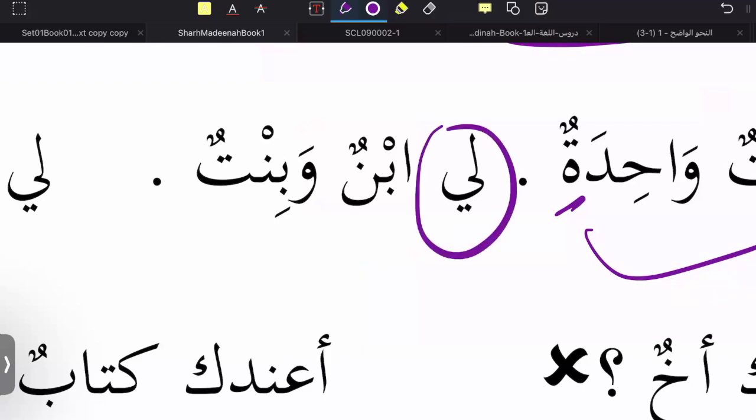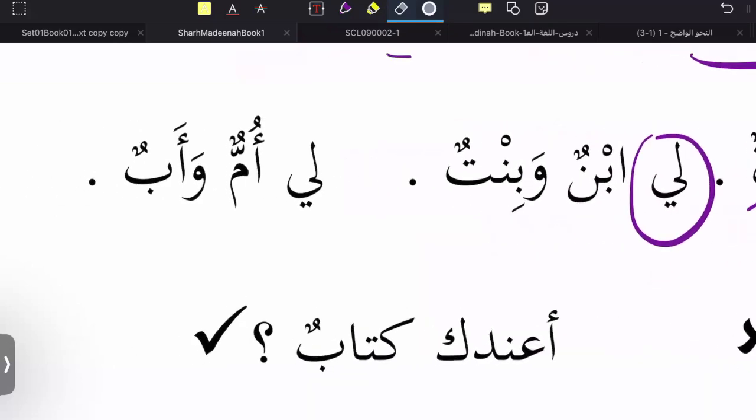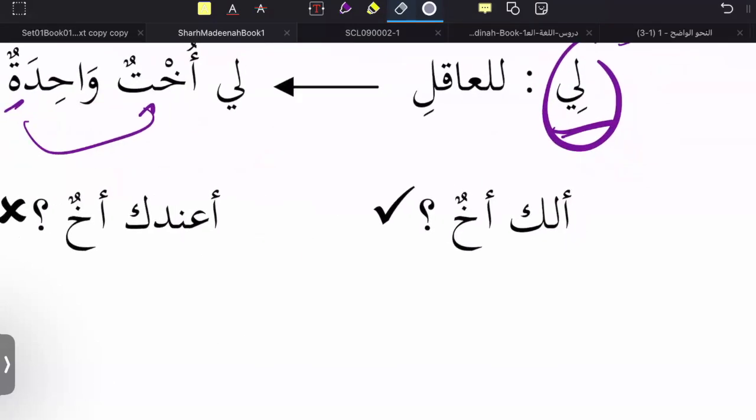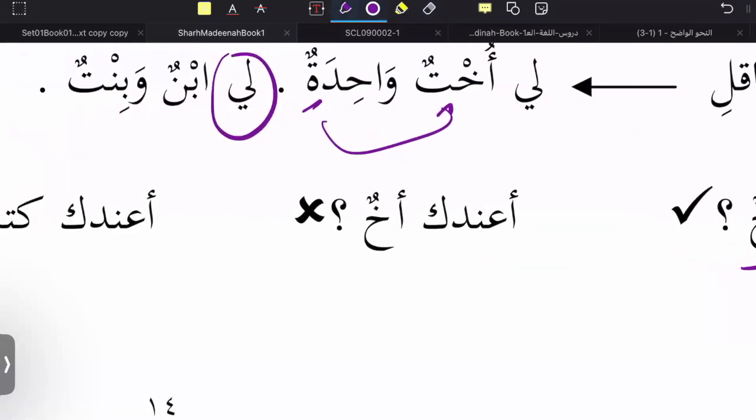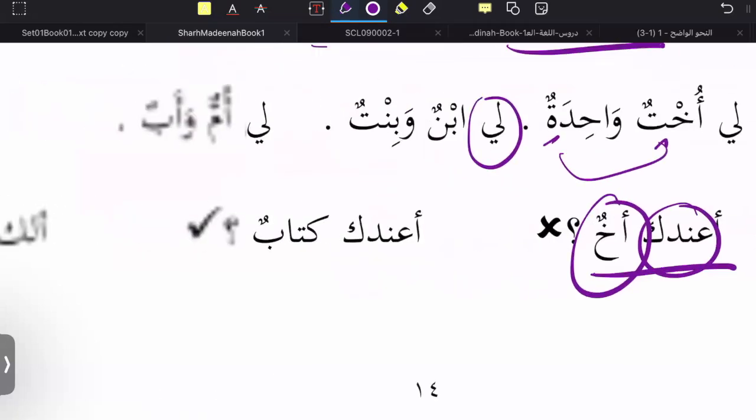So with li, you cannot say indi ibnun. Although, trust me, believe it or not, that's what they do. The Arabs in the spoken language, this is not very enforced. But in writing and proper Arabic, yes, you cannot use inda here. You cannot say indi ibnun wa bintun. So this is fine, laka akhun, but you cannot say indaka akhun. You cannot say inda because you're asking about a human being.